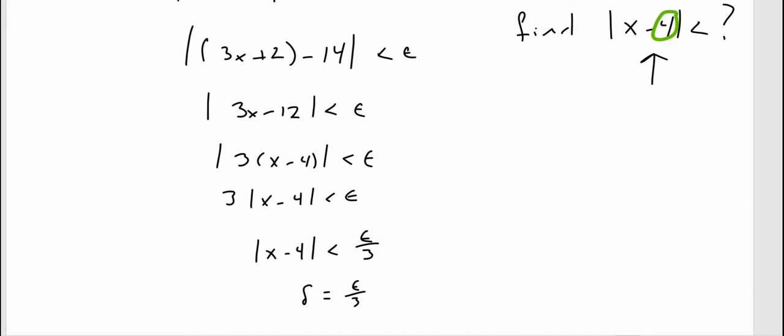Because if I pick any epsilon, then I can use that little formula. So let's just say epsilon equals 1/2. Now, what that tells me is if epsilon is 1/2, then the delta is going to be 1/2 divided by 3. So I'm going to just write it as multiplied by a third. So the delta is going to be 1/6.